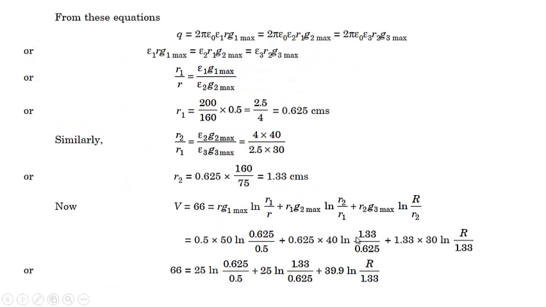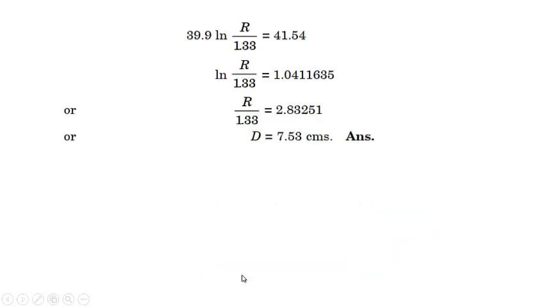All the quantities are known in this equation, and only R has to be calculated by putting in these values. R comes out to be equal to 2.8325, and calculating D, the diameter of this sheet, it is equal to 7.53 centimeters. I think today it is enough. Thank you very much.